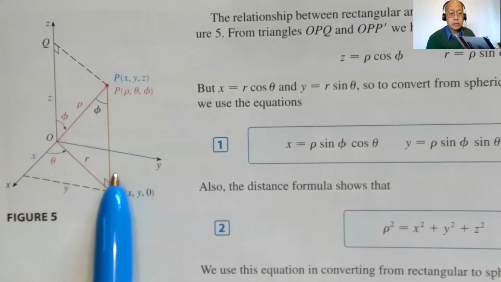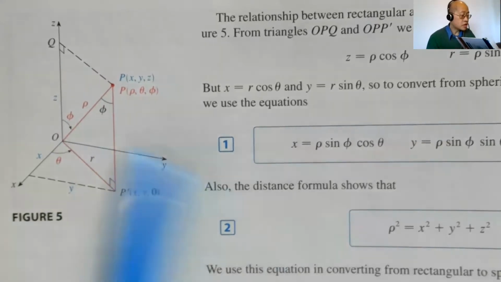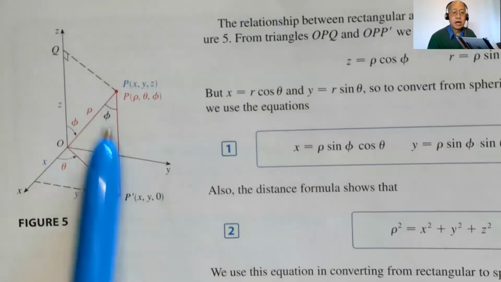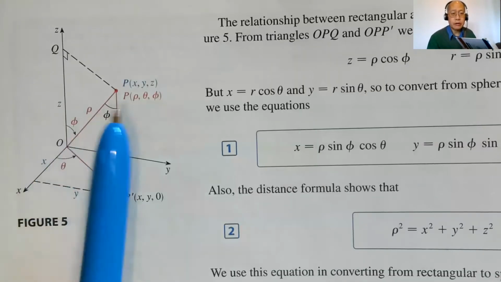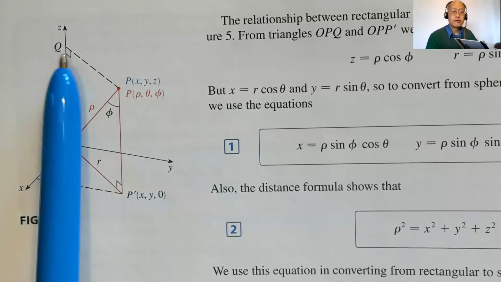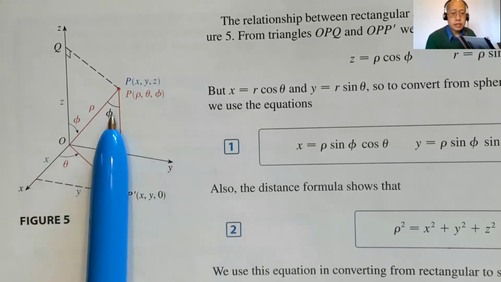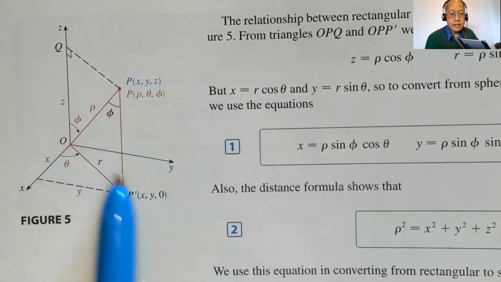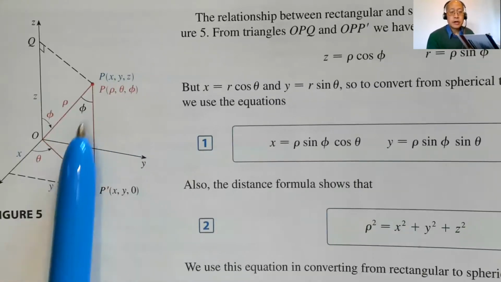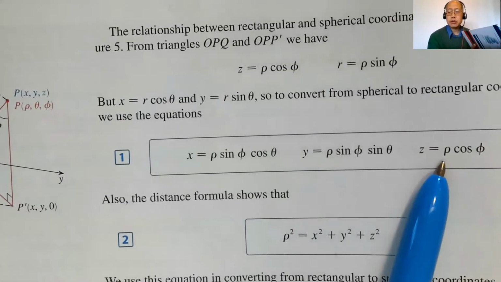Now if you look at this triangle right here, this is phi. Officially this is phi here. You start with the positive z-axis and come down. But this is also phi because these two angles are alternate interior angles. From your high school geometry, you might recall, if two parallel lines are cut by a transversal, alternate interior angles are congruent. So this is also phi. This is r. This is z. So this is the adjacent side as far as phi is concerned. So that means z is rho cosine phi.